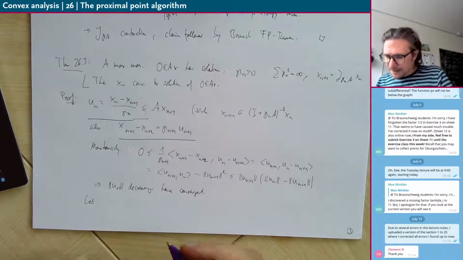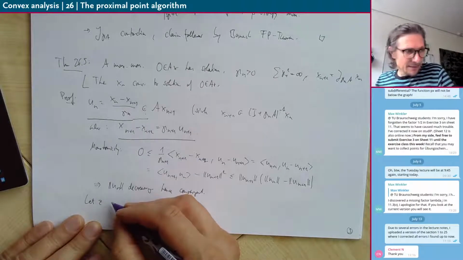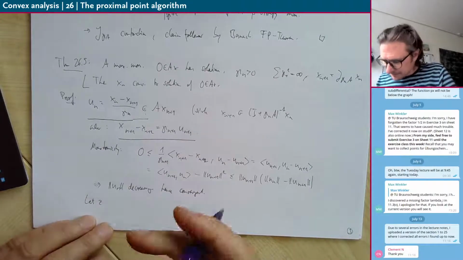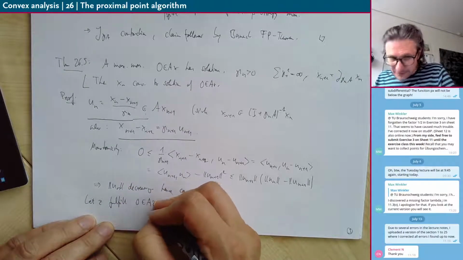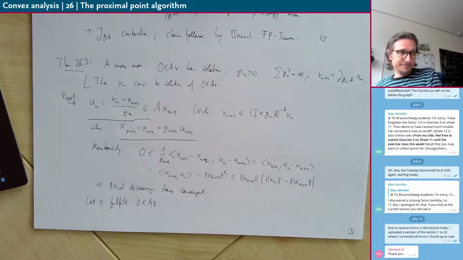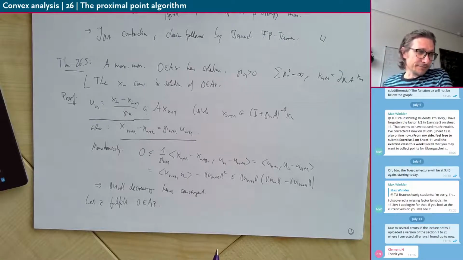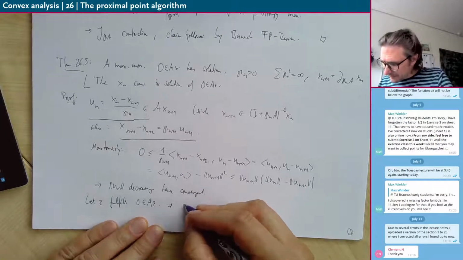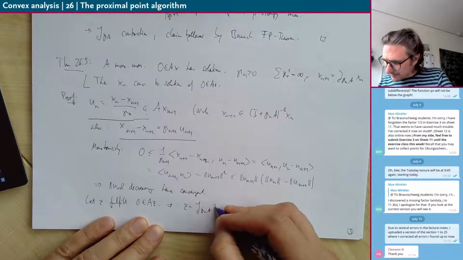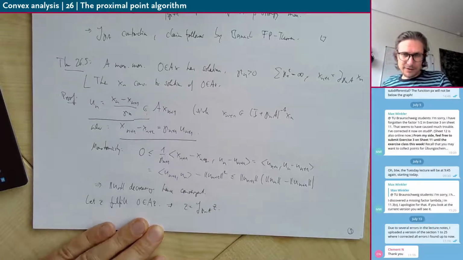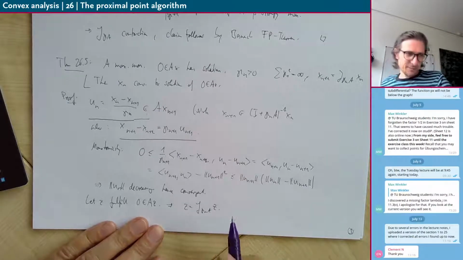But anyway, now let's see. Let z be one solution of the inclusion 0 ∈ Az. Then we have that z is, of course, J_{γ_n A} z for any γ_n. It doesn't matter: solutions are fixed points. That's it.